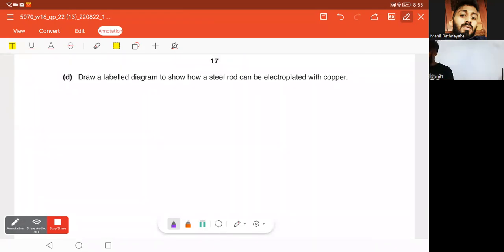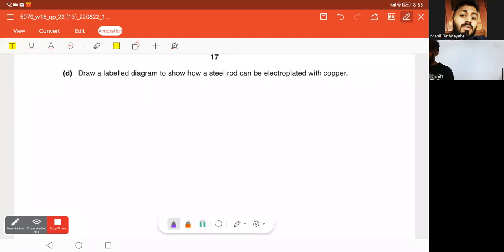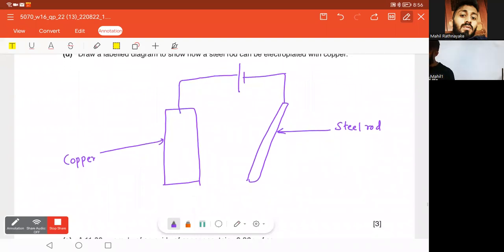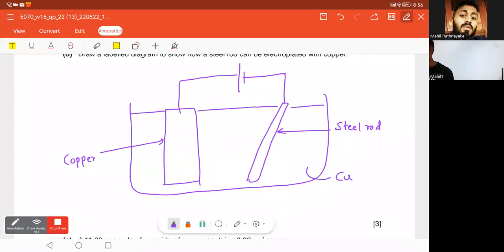Draw the labeled diagram to show how a steel rod can be electroplated with copper. Steel rod electroplated with copper. Lama, you have to use copper and steel rod. Can I know which one is cathode, which one is anode? The steel rod is the object we have to put as the cathode. The other one is anode. We have to dip in where? Copper sulfate. Yes, copper nitrate, any soluble salt of copper.